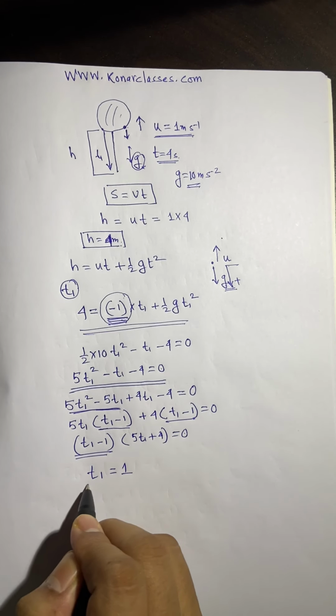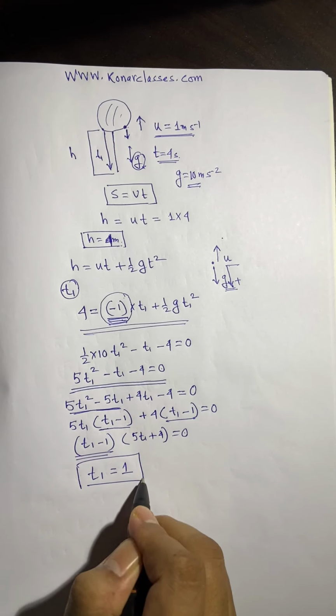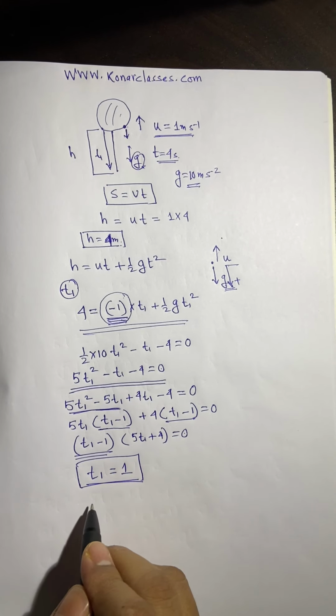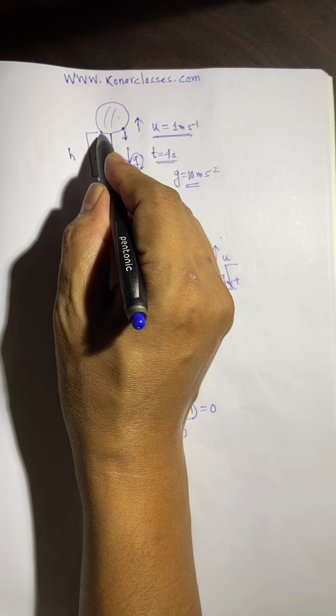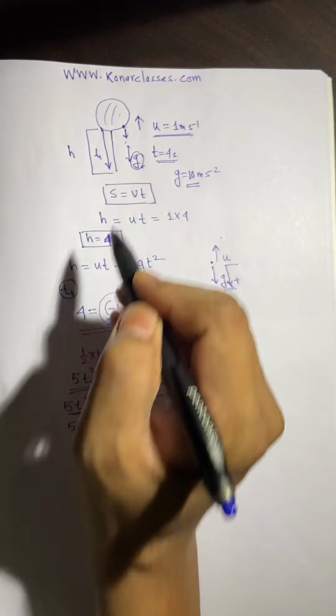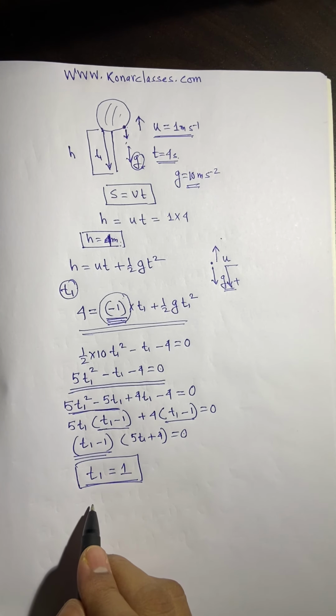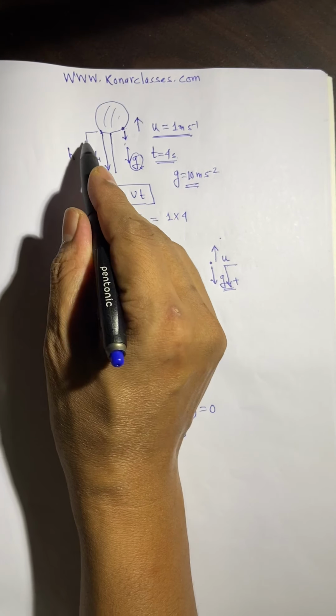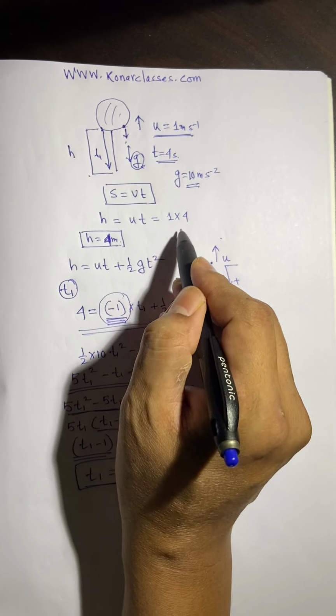So this is the point: the particle falling from the balloon will take 1 second to reach the ground, or to cover the distance of 4 meters.